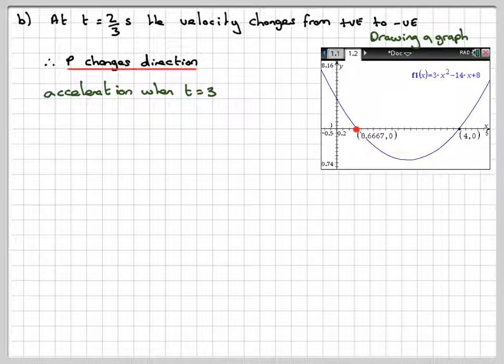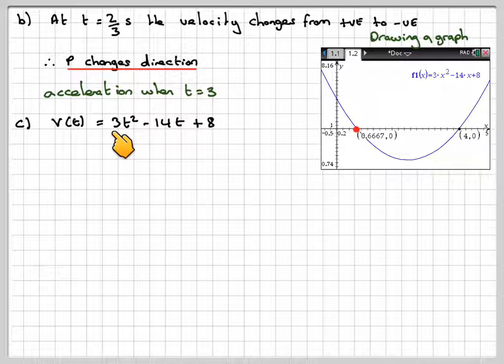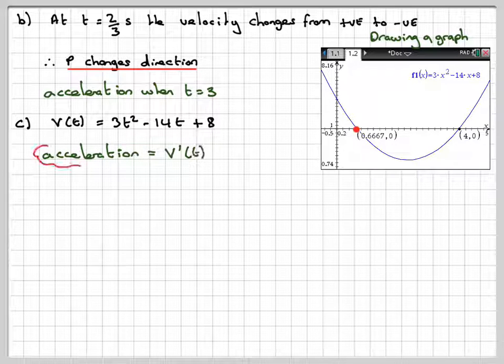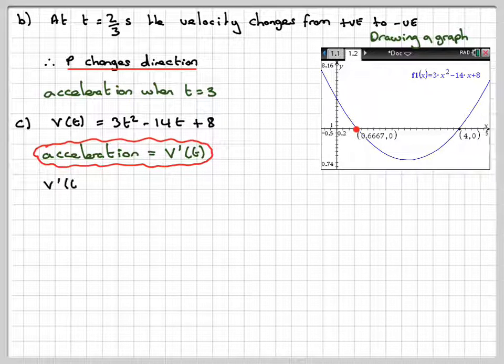Acceleration when t is equal to 3. Okay, so if we want to find the acceleration when t is equal to 3, we have that v of t is equal to 3t squared minus 14t plus 8. If we differentiate velocity, we get acceleration. So acceleration is v dashed of t. So differentiating this function is quite simple: 6t minus 14 and nothing from the 8.